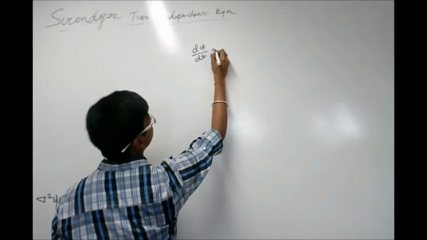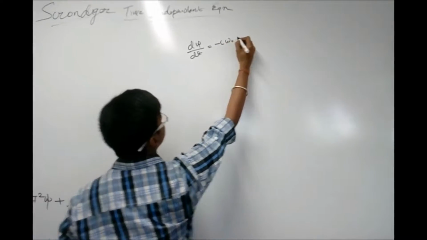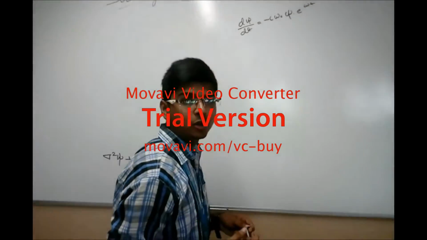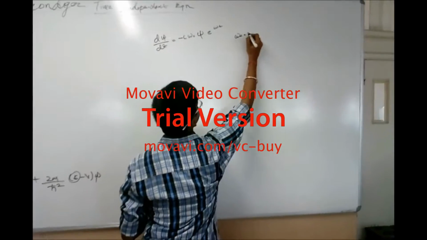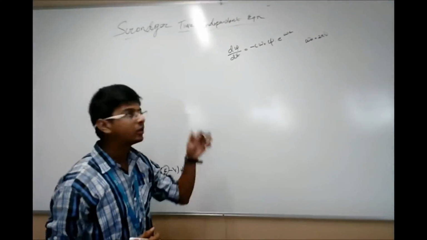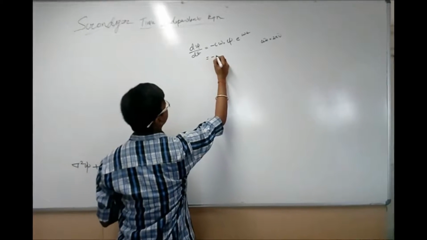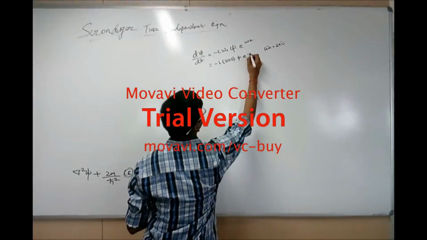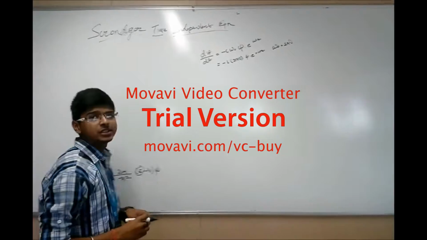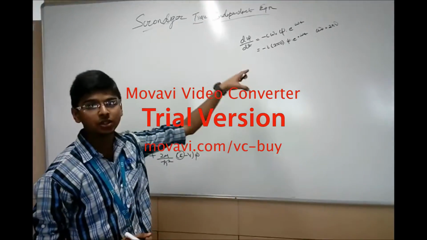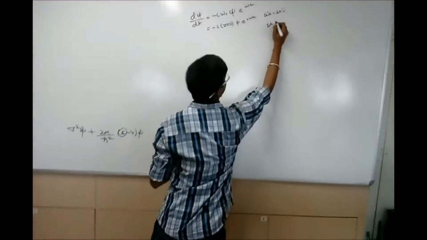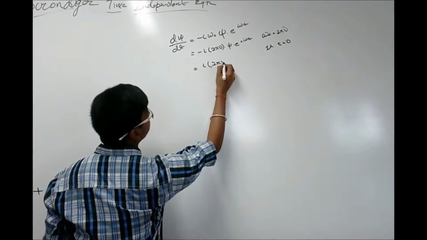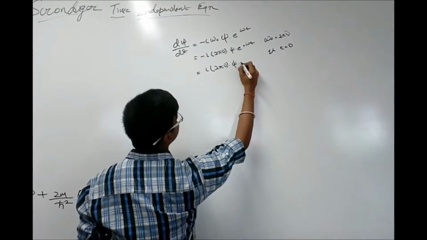That is, ∂ψ/∂t is equal to minus iω₀ ψ e^(iωt). We already know that ω₀ is equal to 2πν. Hence, we are going to substitute ω₀ into our equation. So now it becomes minus i times 2πν times ψ times e^(iωt). Now since it is a time-independent equation, we have to substitute 0 for time. So let t is equal to 0. Hence our equation becomes i times 2πν times ψ times 1.